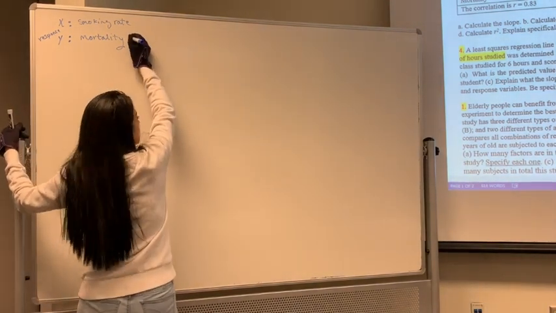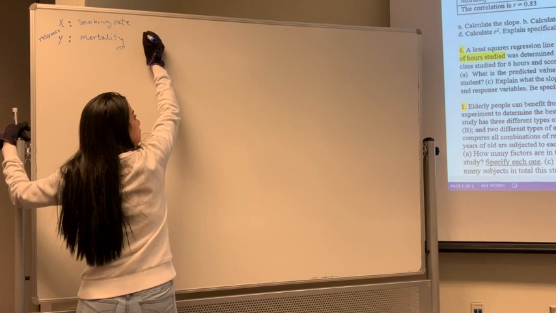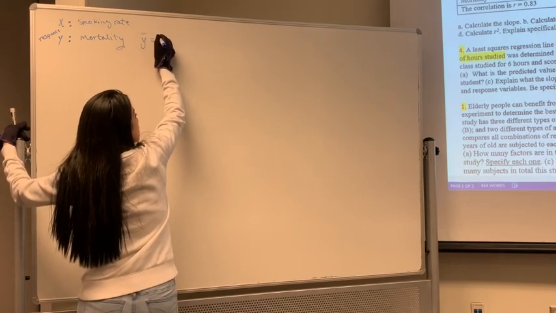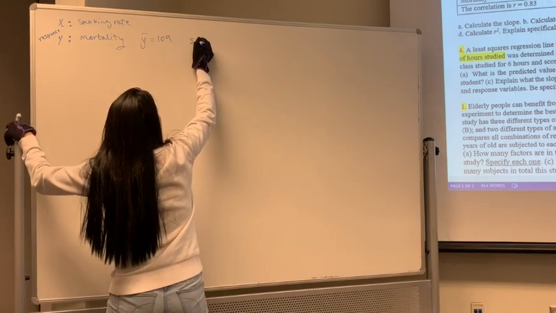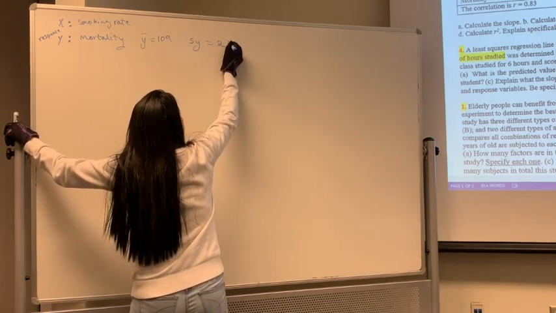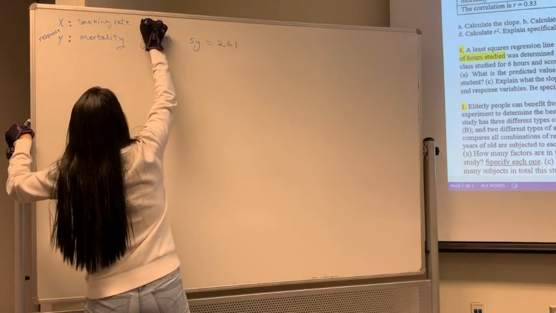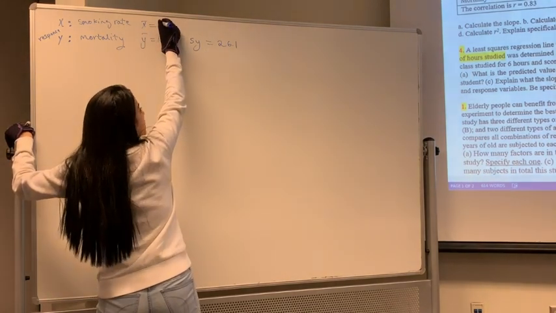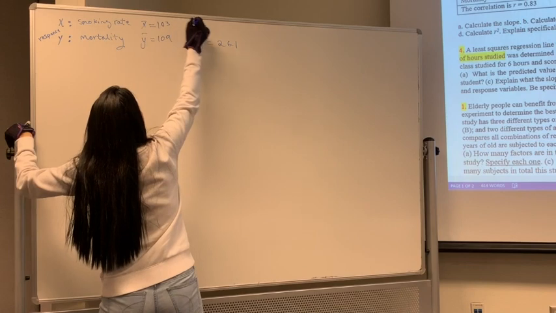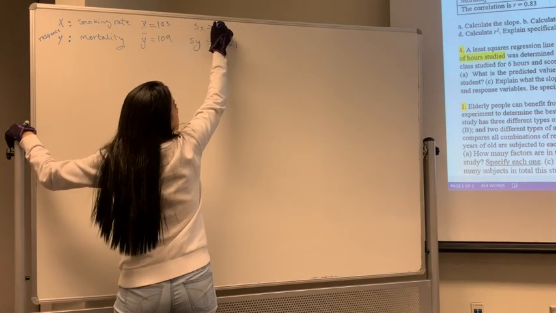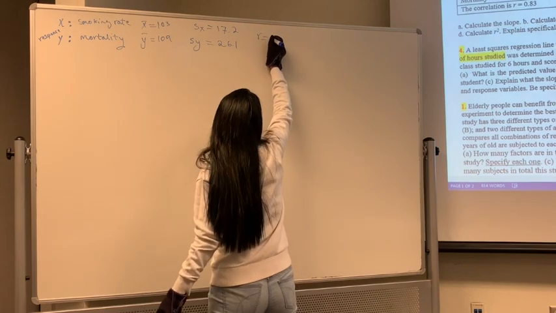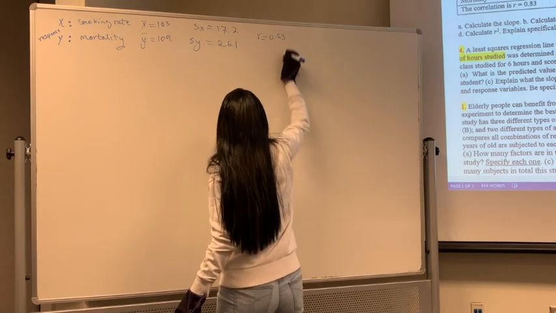So now, in front of mortality, whatever we have belongs to mortality. Y bar is 109, SY is 26.1. X bar is 103, S of X. And then we have R, 0.83, correct?